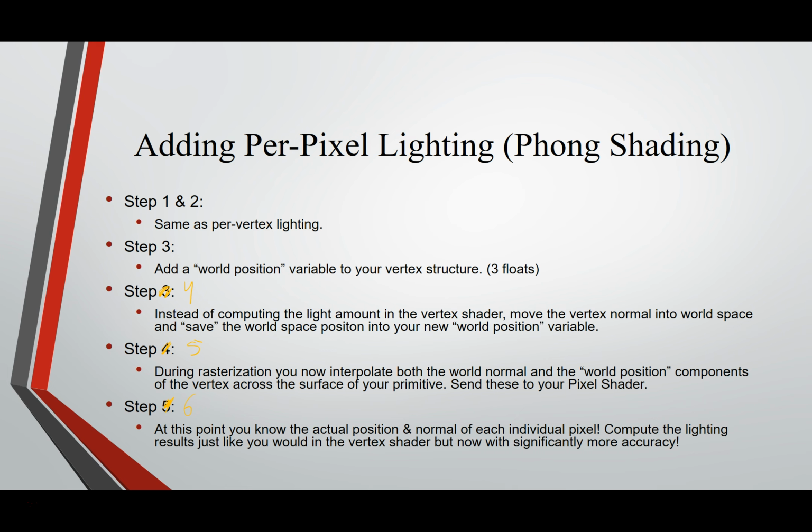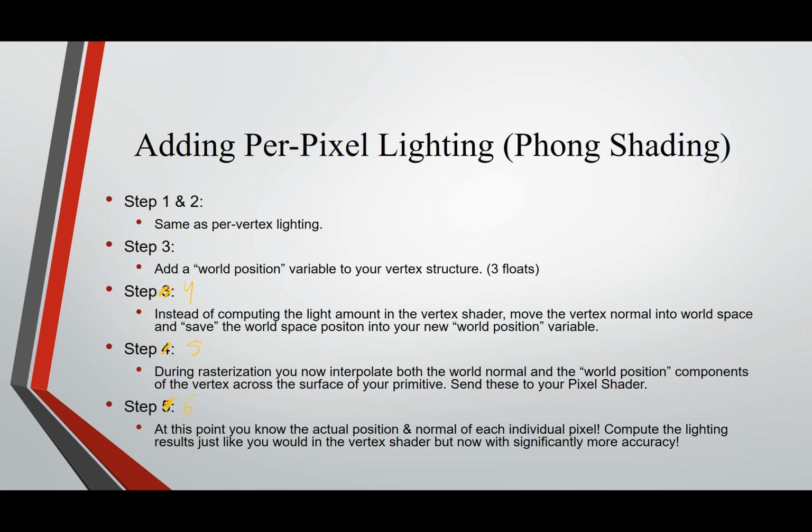Okay. So step 5 is once you have that information calculated in the vertex shader, during rasterization, you're going to interpolate the new world normal and the world position components. All right. So instead of letting the colors be interpolated like we would in Gouraud, we're going to interpolate the position of the world vertex and the world normal across the face of the triangle, like we would do for UVs or anything else. But this time we're going to do it for normals and position.